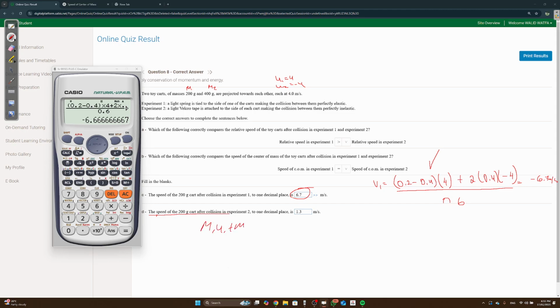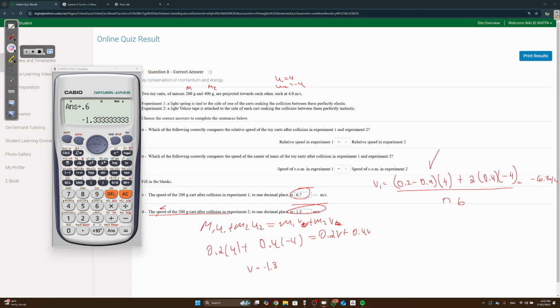We do m1 u1 plus m2 u2 is equal to m1 v1 plus m2 v2. But since it's inelastic, these two are both counted as v. So m1 u1, 0.2 times 4, plus m2 u2, 0.4 times negative 4, is equal to m1, which is 0.2 v, plus m2, which is 0.4 v. So you get 0.2 times 4 plus 0.4 times minus 4, then divide by 0.6. You get v is equal to negative 1.3 to one decimal place. And they said speed, so you take it as positive.